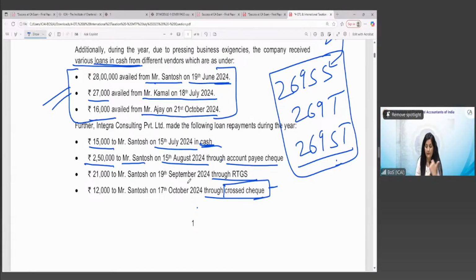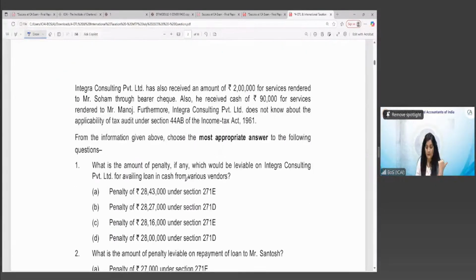On different dates. Then what other information is given? This consulting private limited has also received an amount of 2 lakh for services rendered to Mr. Soham through bearer cheque. Bearer cheque. It also received cash of rupees 90,000 for services rendered to Mr. Manoj. Furthermore, the company is not aware whether the provisions of tax audit are applicable on the company or not.